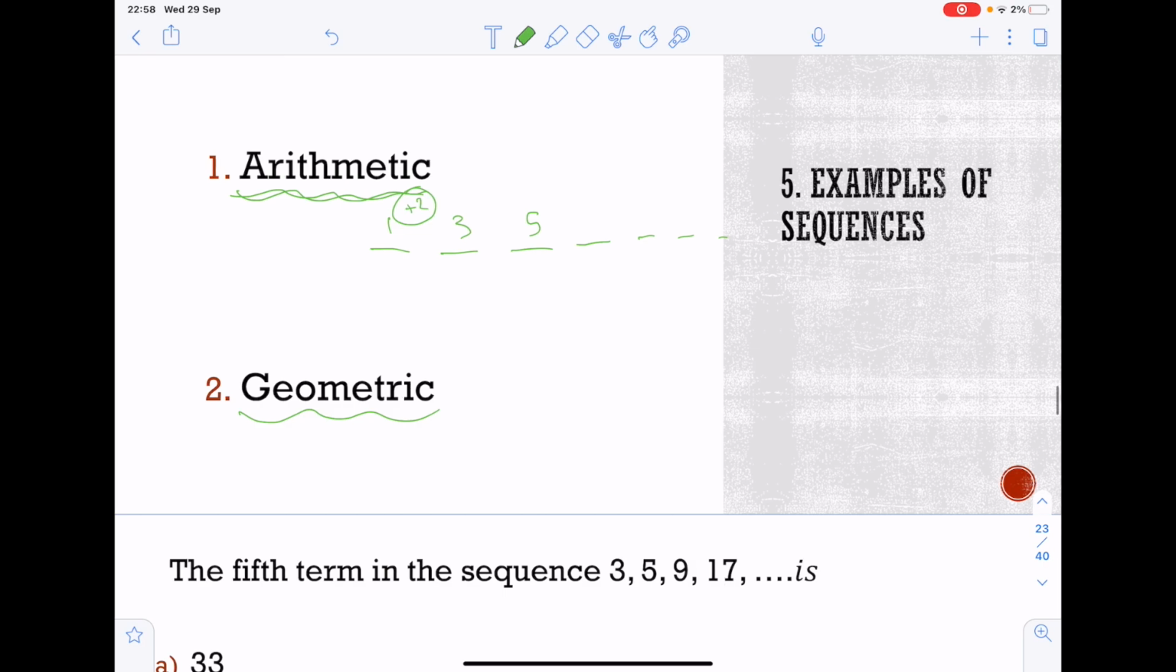But in the geometric sequence, we have a ratio between each two terms. For example, 4, 2, 1. You can see that if I divide 4 by 2, I get 2. Then 2 divided by 2 equals 1. So it seems like I multiply by 1 over 2, then the next one by multiplying 1 by 1 over 2, so I will get 1 over 2 and so on.